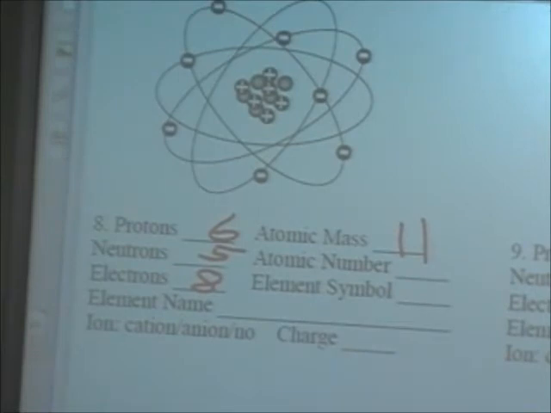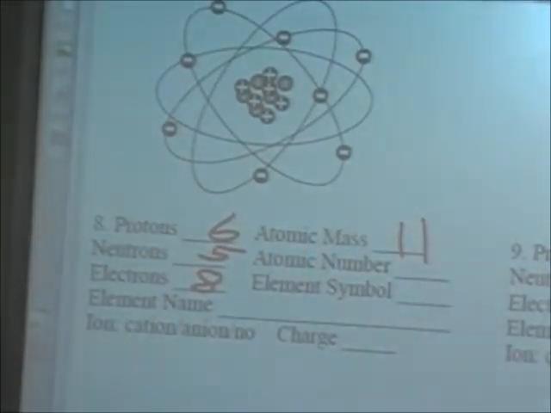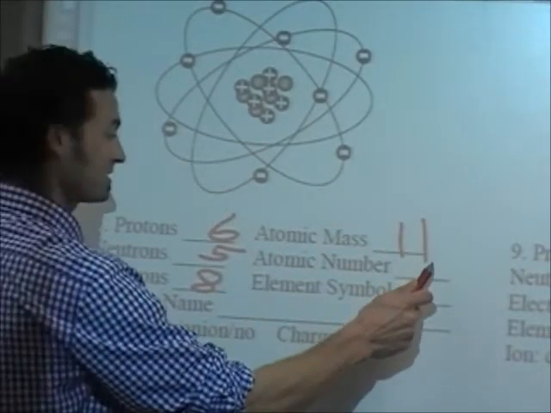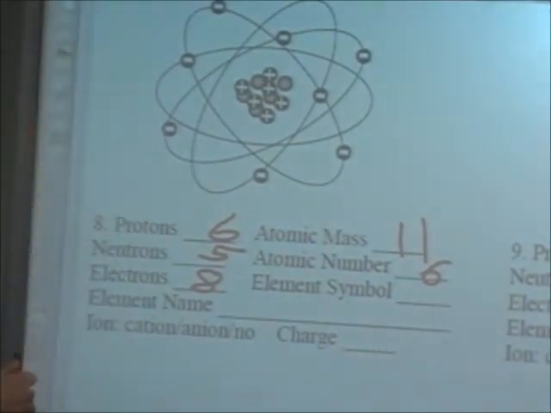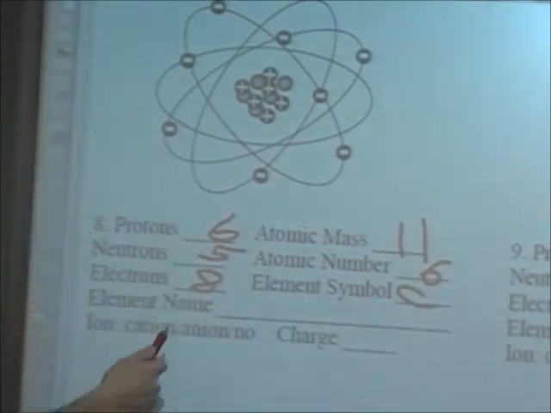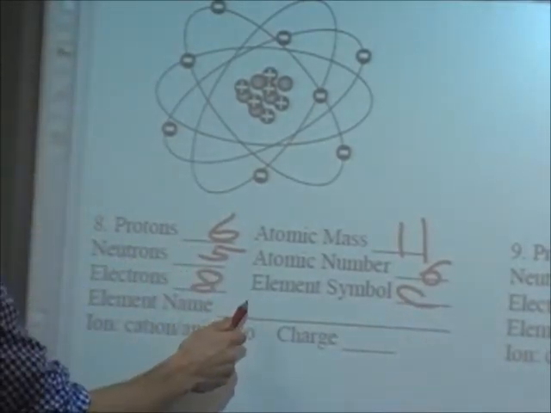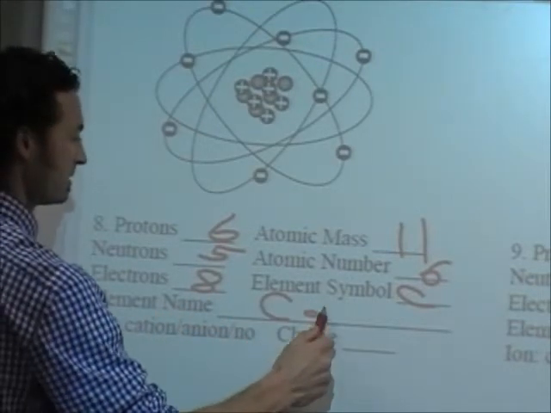Its atomic number. Here's where your vocab sneaks in. What's the atomic number of this element, Chris? 6. Its atomic number is 6. What's the element symbol? C. Sean, what's its name? Carbon. Come on, guys, stay with me.